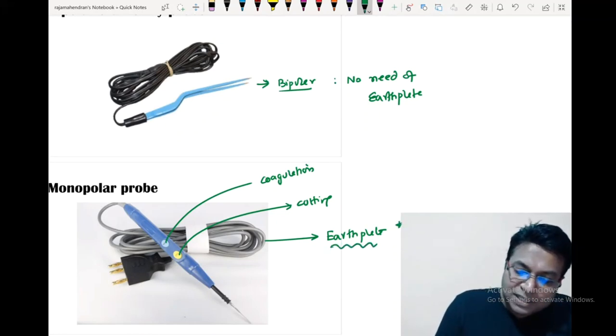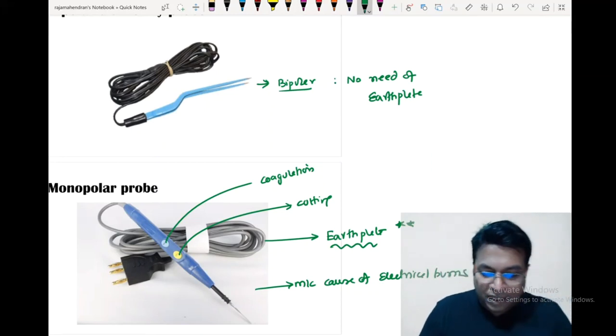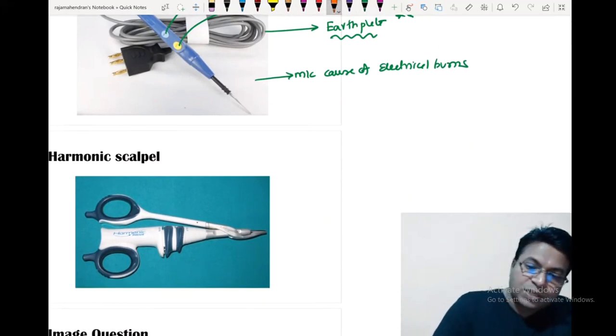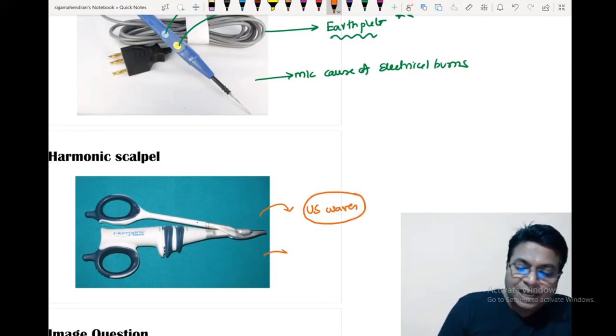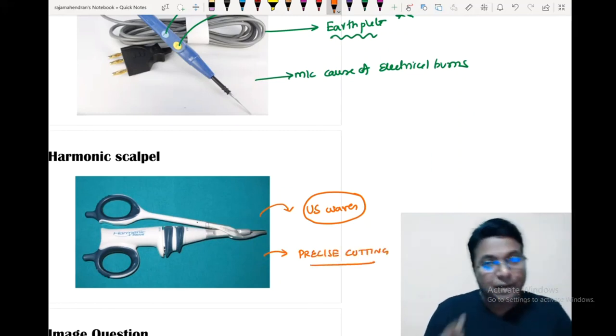Earth plate is a must. This probe is the most common cause of electrical burns in the operative patient. Electrical burns in an operative patient are usually due to this monopolar probe. And you can get this question also. This is an excellent question. Harmonic scalpel works on the principle of ultrasonic waves. It has a precise cut. Please remember, precise cutting is possible with the help of the harmonic scalpel.